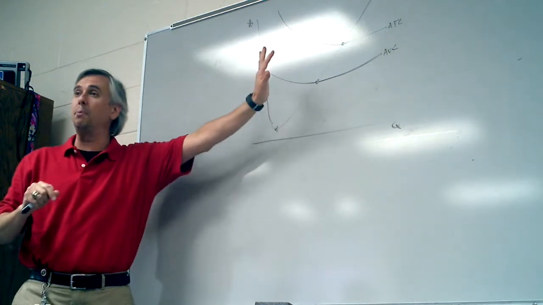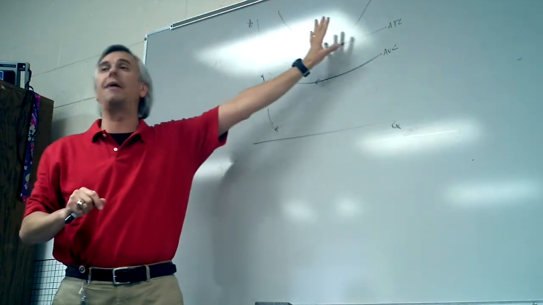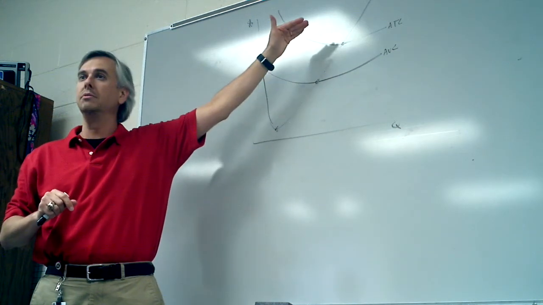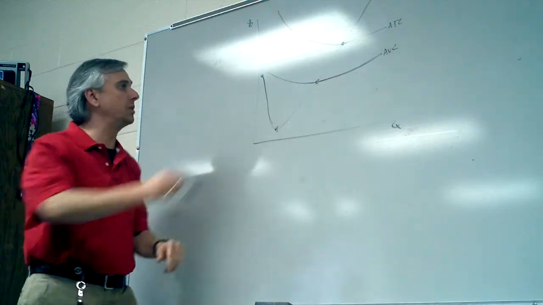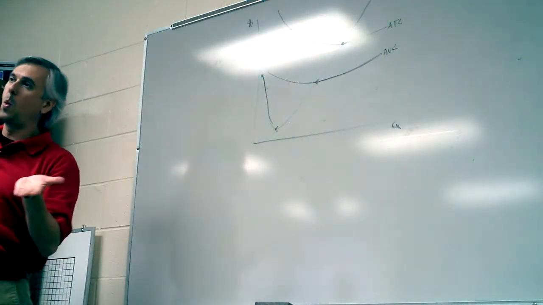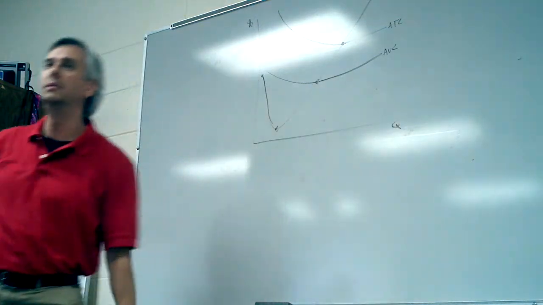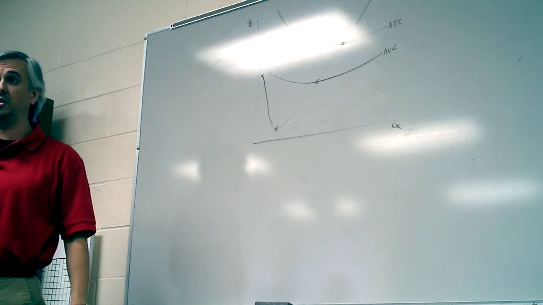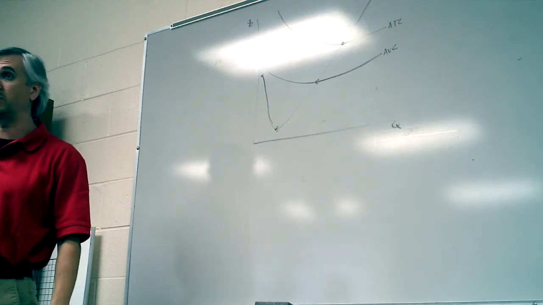The same thing applies to average total cost, because all we've done with average total cost is add what on top of average variable? Average fixed cost. The only difference between this one and this one is average fixed cost. And we know what average fixed cost does. The average fixed cost for 1 unit is fixed cost divided by 1. The average fixed cost for 2 units is fixed cost divided by 2.